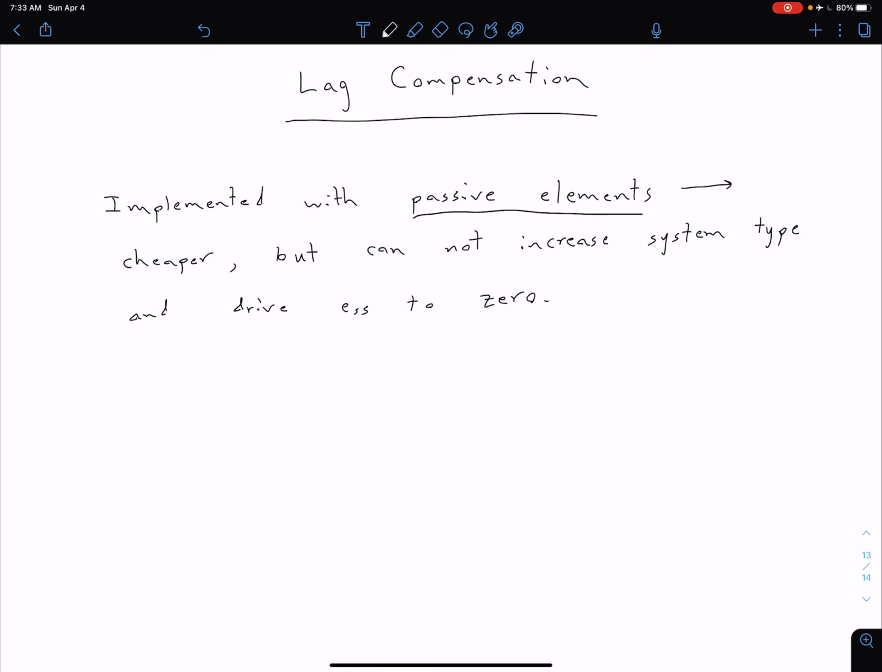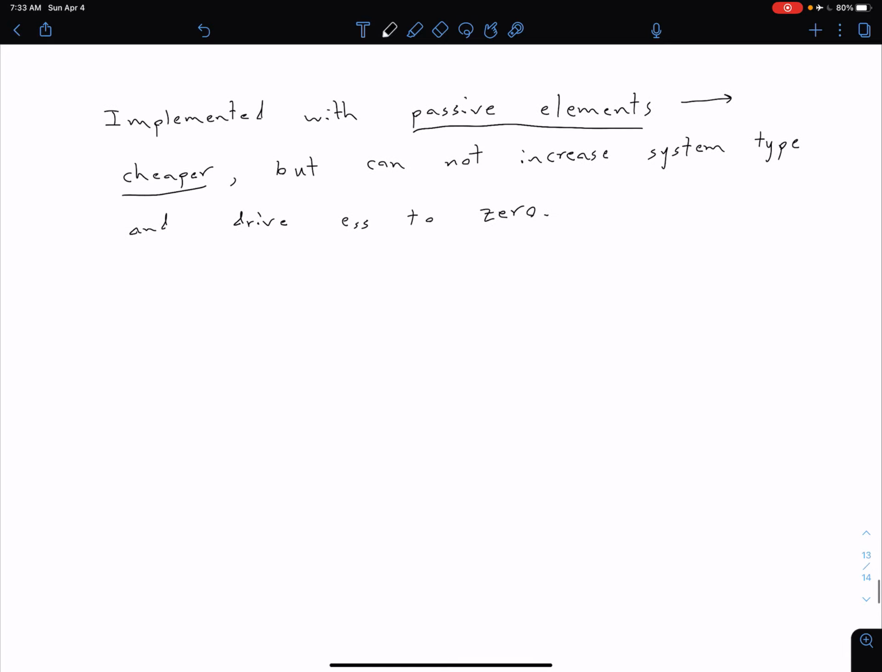So again, we have this trade-off that this means it's going to be cheaper because we're just using resistors, capacitors, inductors as opposed to op-amps. However, the drawback of this is that we can't increase the system type, and therefore we cannot drive our steady state error to zero. So we have the same idea as our PI controller, except now we don't have that pole exactly at the origin.